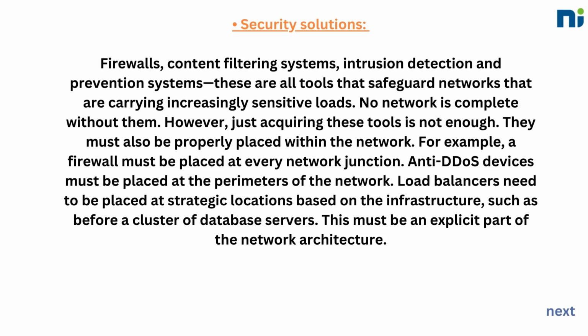For example, a firewall must be placed at every network junction. Anti-DDoS devices must be placed at the perimeters of the network. Load balancers need to be placed at strategic locations based on the infrastructure, such as before a cluster of database servers. This must be an explicit part of the network architecture.